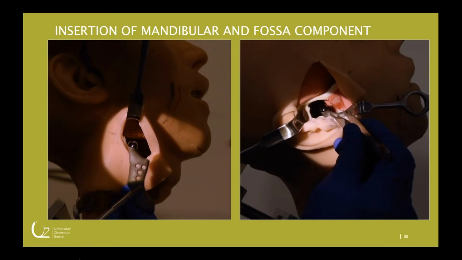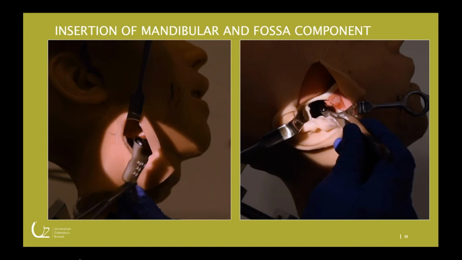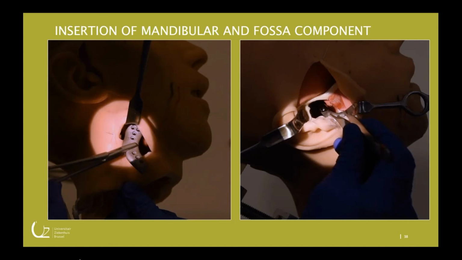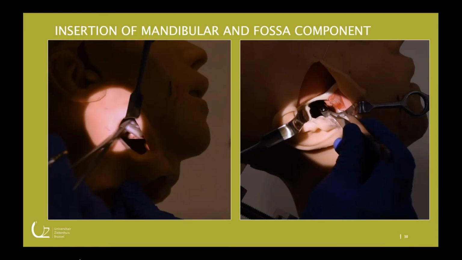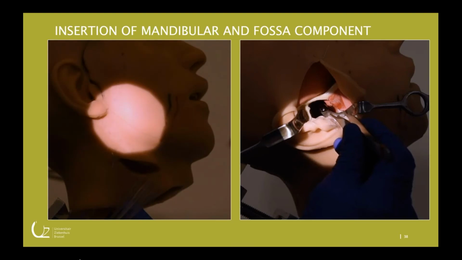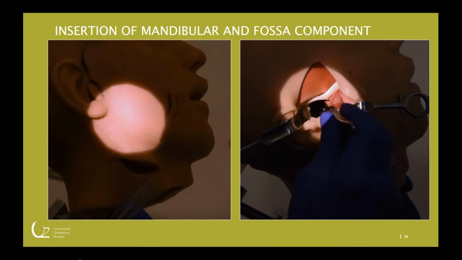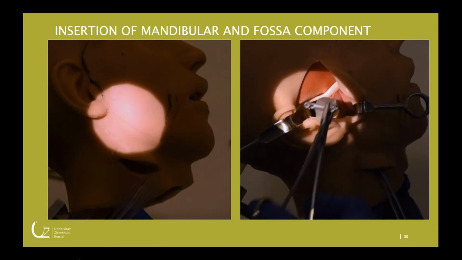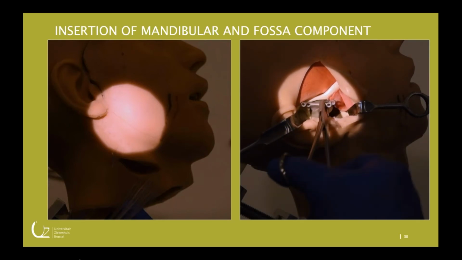Then the question comes, what to insert first, the fossa component or the mandibular component? I prefer to insert the mandibular one first from the submandibular approach. So I can see the condylar head popping up from the temporal axis, and I see it in relationship with the fossa. I also can check if I can put it on the resection platform without intervening tissues, but I don't fix it. Next, I insert the fossa component.